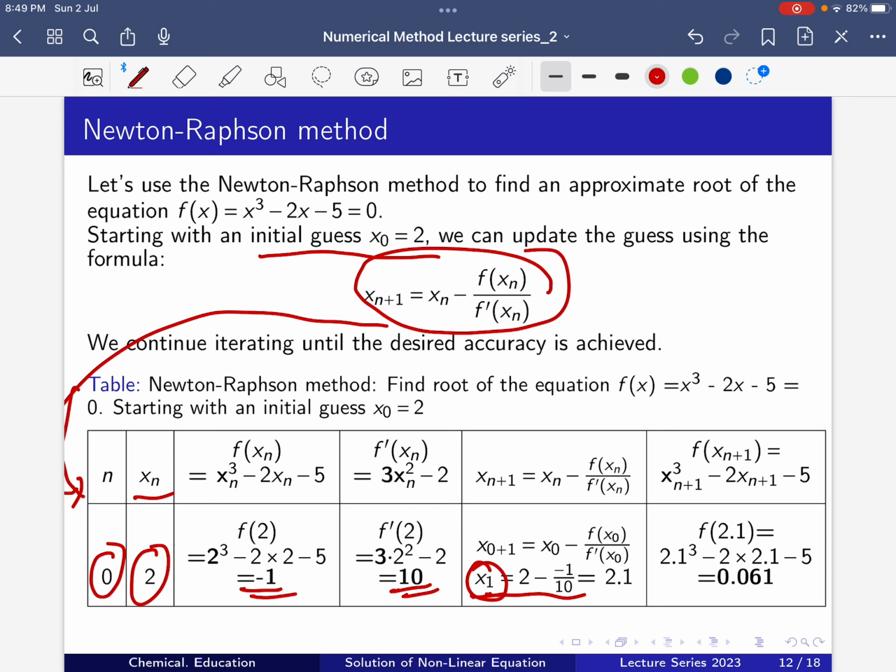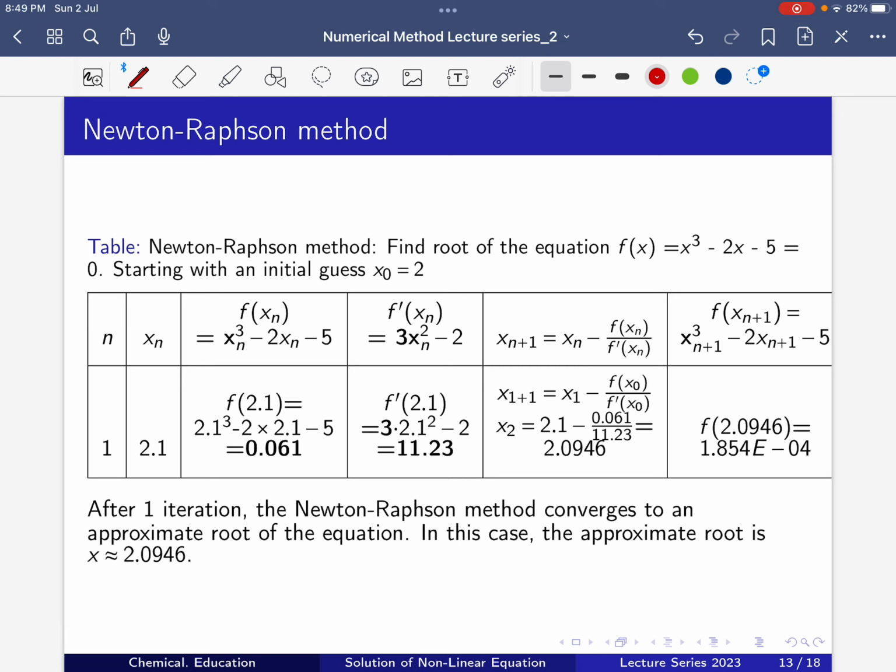Now what will be the function value at 2.1? If we plug that in, the function value will be 0.061. That is not the desired value and it is not close to 0, so we have to go to the next iteration.